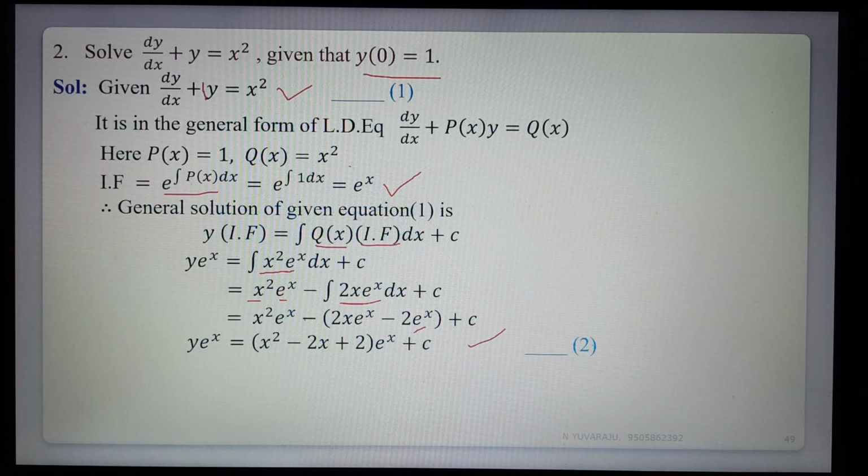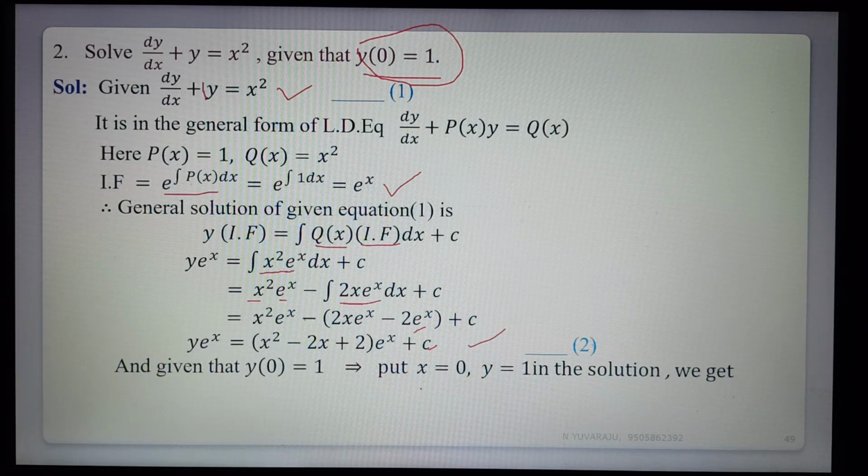Now using the initial condition, we have to find the constant value c, that is finding the particular solution. Put in the above equation, substitute x is equal to 0, y is equal to 1. In the above equation we get y into e power 0 is equal to 0 minus 0 plus 2 e power 0 plus c, so c is equal to minus 1. Okay, c is equal to minus 1.